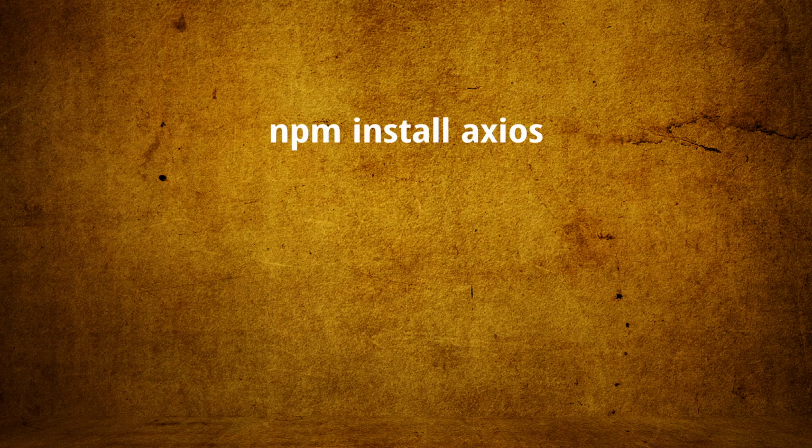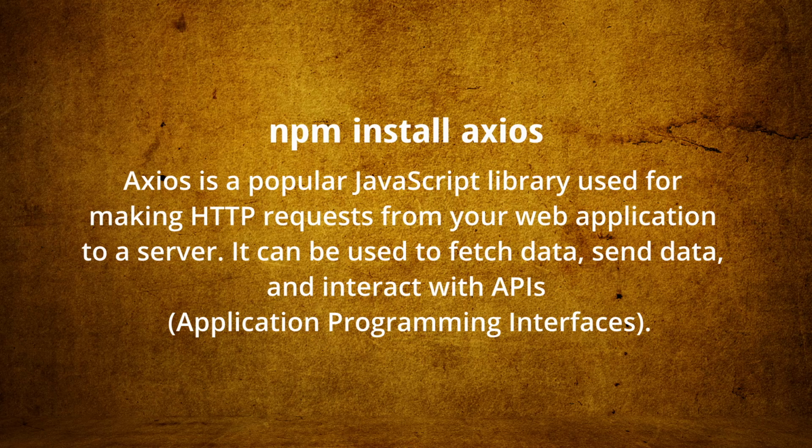Axios is a popular JavaScript library, which is used for making HTTP requests from your web application to a server. It can also be used to fetch data, send data, and interact with APIs. Now, because our backend is going to be providing APIs, we'll need Axios in our front end to be able to connect those two endpoints together and have a data interaction process.